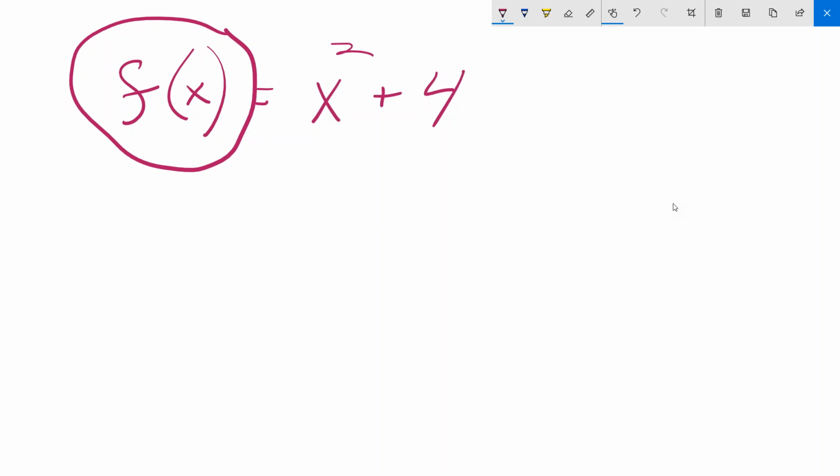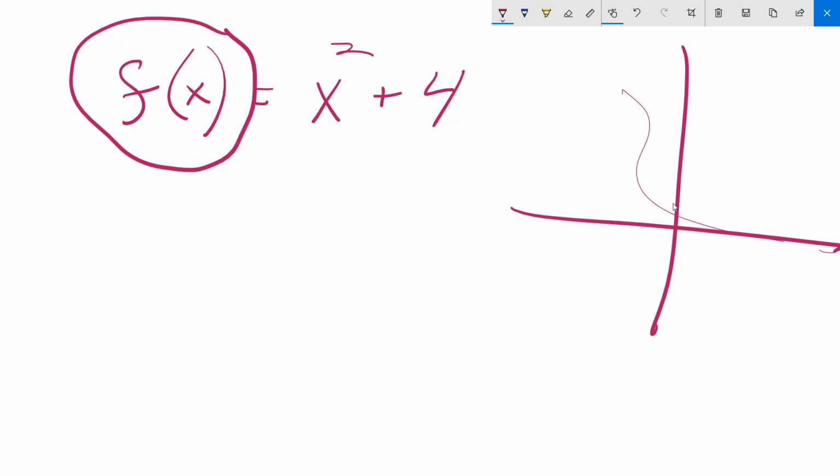Okay? So if I were to graph this, it would be a parabola like that. In other words, it is the same parabola as f of x equals x squared, only it's been vertically shifted up by 4 units. You with me? Kinda. You had transformation.